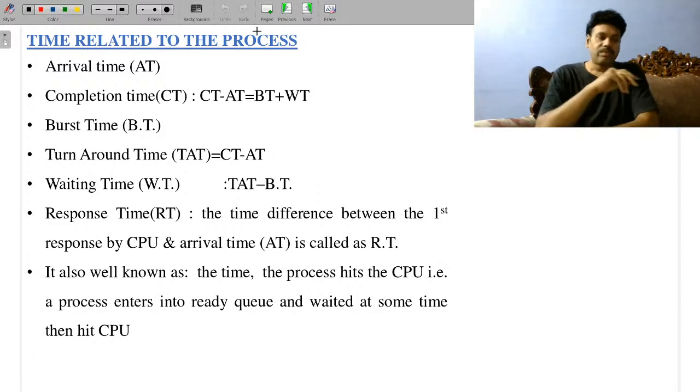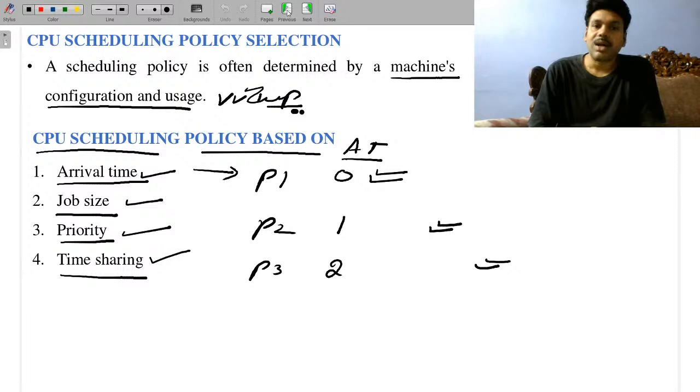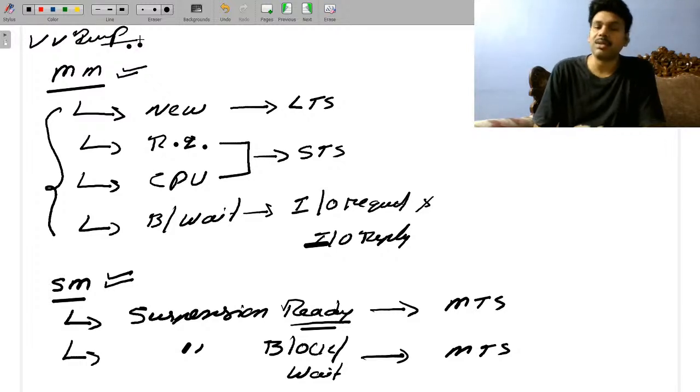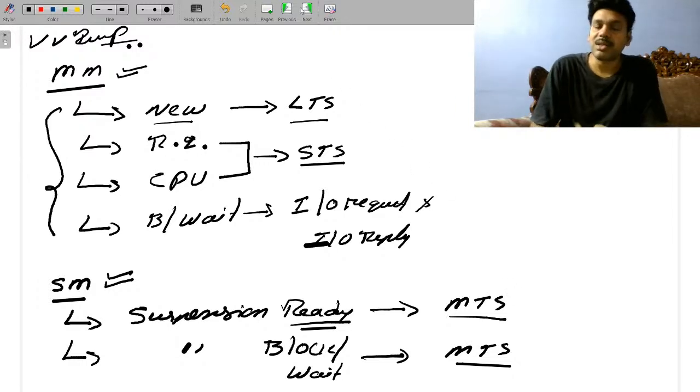Now, every process is related with the following times. Please observe, friends. I want to highlight this. This is very, very important. One mark guaranteed question: what state is at what memory, whether it is main memory or secondary memory, and which state belongs to which scheduler, either LTS or MTS or STS. This is very, very important. Please take a screenshot in your mind.